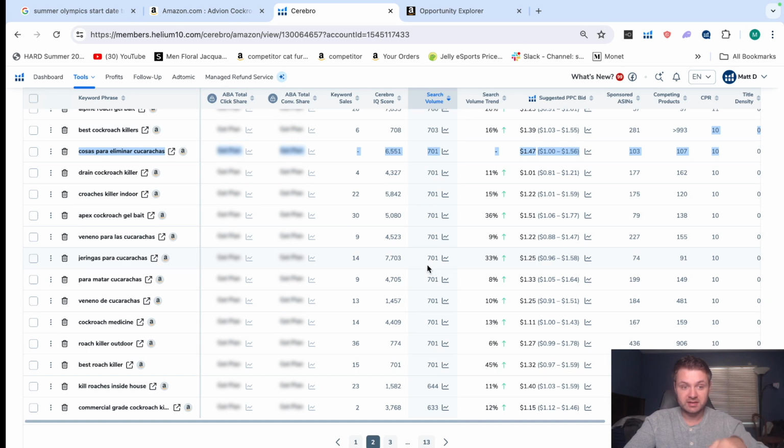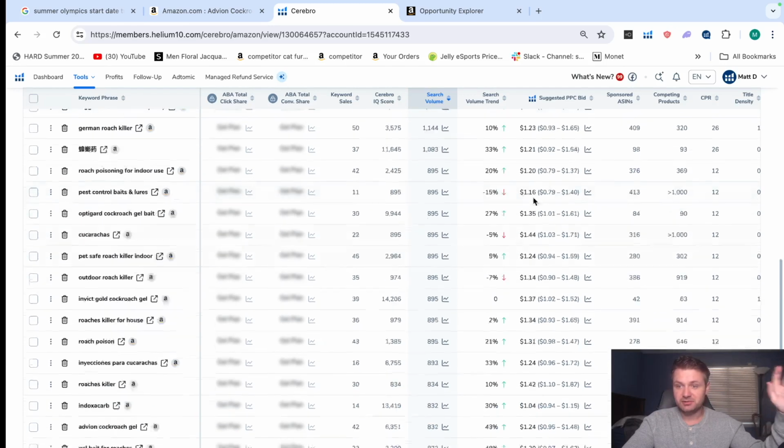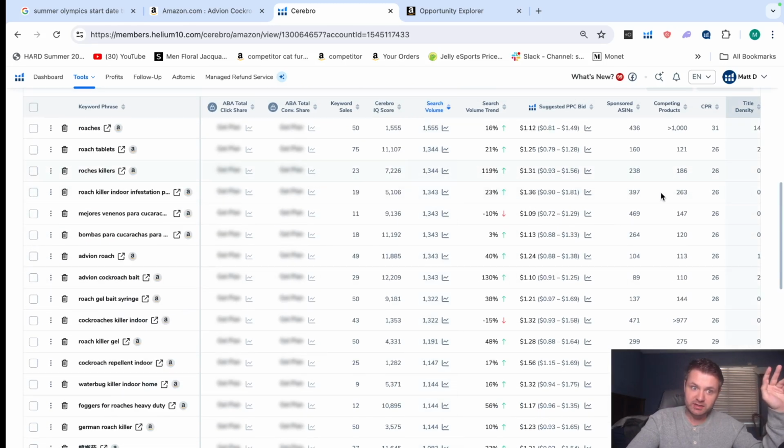And what I like to see here is there's a lot of different ones. Best roach killer. Some of these are branded, I can see. Best cockroach killers. So you can get ranked easily for a lot of these. And then the snowball effect happens and you start getting ranked for these ones that are 20s.